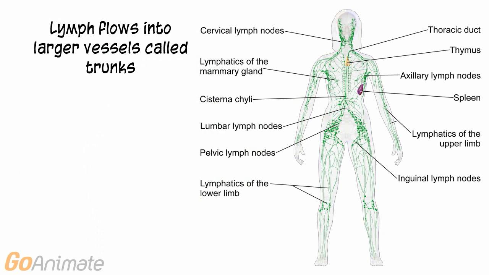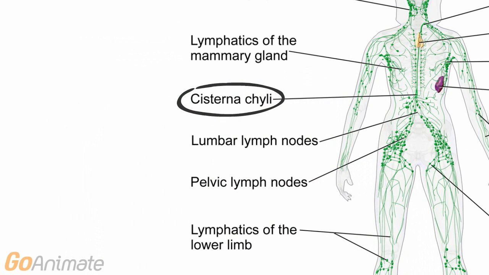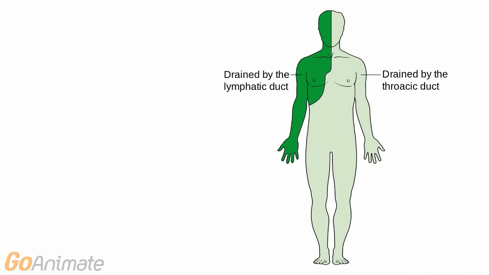The lymph flows into larger vessels called trunks. The lymph from the intestinal trunk and lumbar lymphatic trunks flows into the cisterna chyli, a pouch-like structure located in the thoracic area. The lymph is carried back into circulation via two lymphatic ducts. Both lymphatic ducts connect to the subclavian veins.